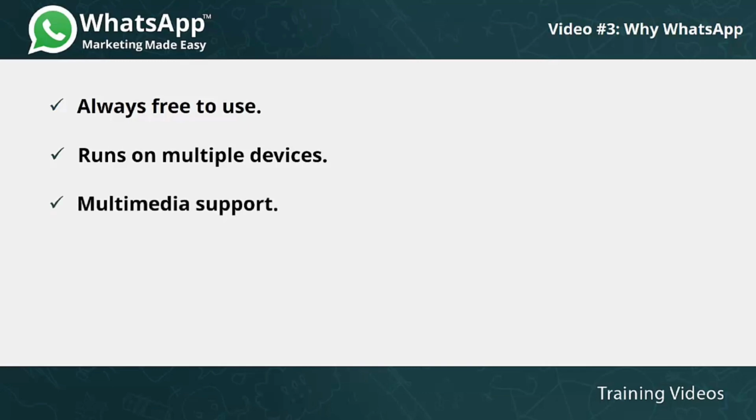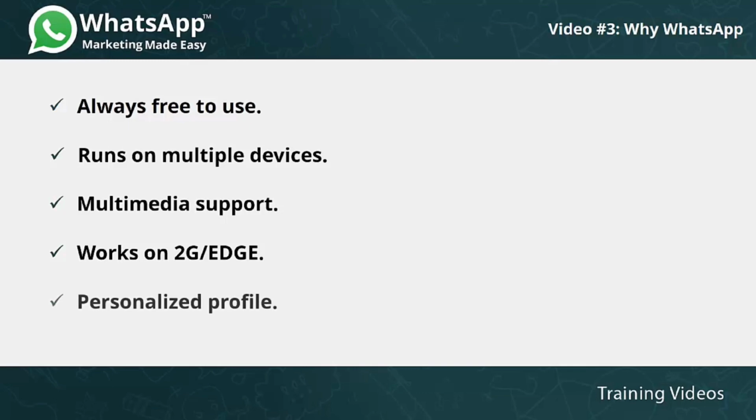Multimedia support. WhatsApp can send a text message of any length, large or small videos, or even audio files to your friends and contacts. You can easily forward media files you receive from your friends in less than a couple seconds. Works on 2G and Edge. If 3G is expensive in your country, you can always use 2G, Edge, and GPRS to connect to WhatsApp. GPRS is sufficiently fast for WhatsApp, as long as it is text only and no multimedia, as it consumes very little data. Personalized profile.